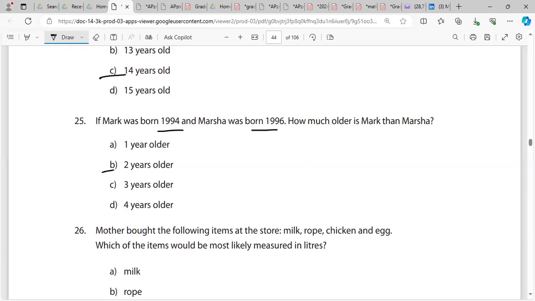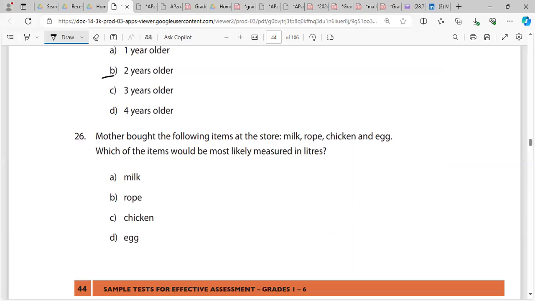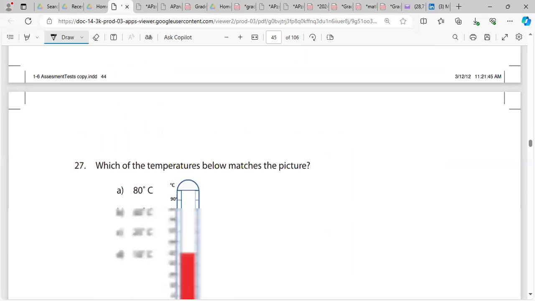That is not bad. All right, 26 says, mother bought the following items at the store: milk, rope, chicken, and eggs. Which of the following items would be most likely measured in liter? Not the chicken, not the rope, but the milk.